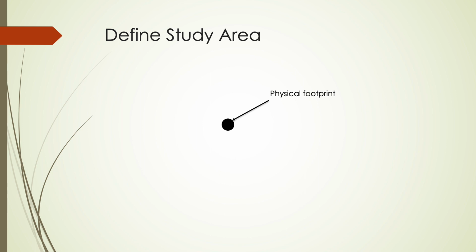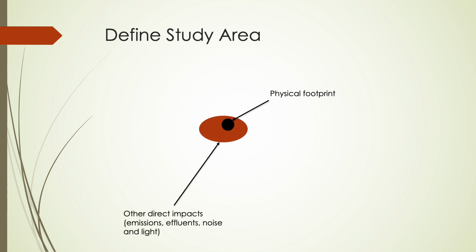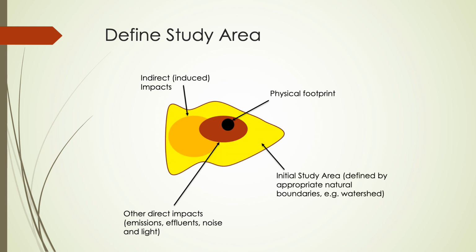The direct footprint is extended to consider other direct impacts, such as emissions, effluents, dust, noise, and light impacts, as shown in red. If a project induces other impacts, such as other development near the project, this must be included as well, as shown in orange. Now draw a polygon that encompasses these impacts and follows sensible ecological boundaries, such as a watershed boundary. This is the boundary of your core study area. Remember, this is going to be refined in the subsequent stages of the study.